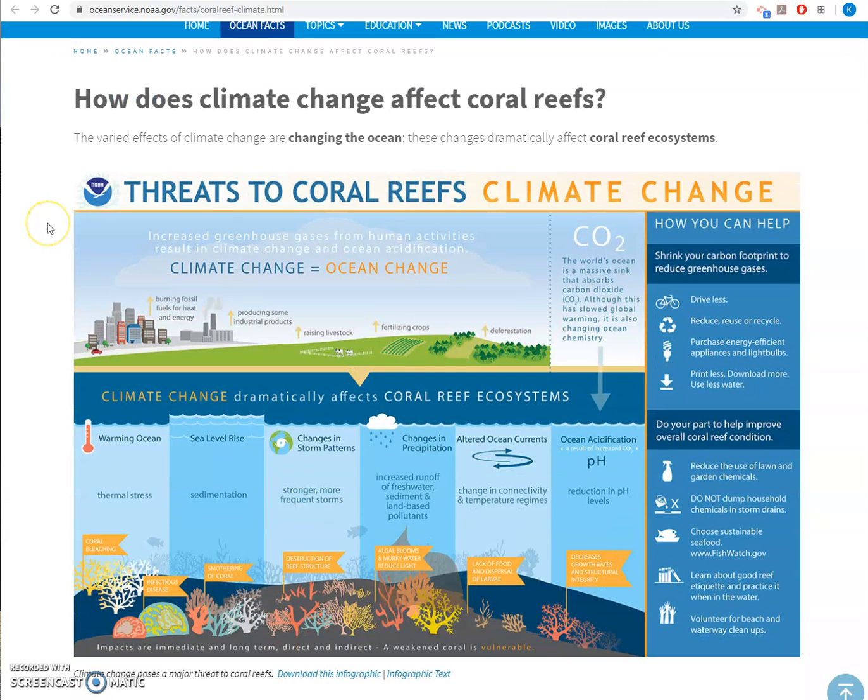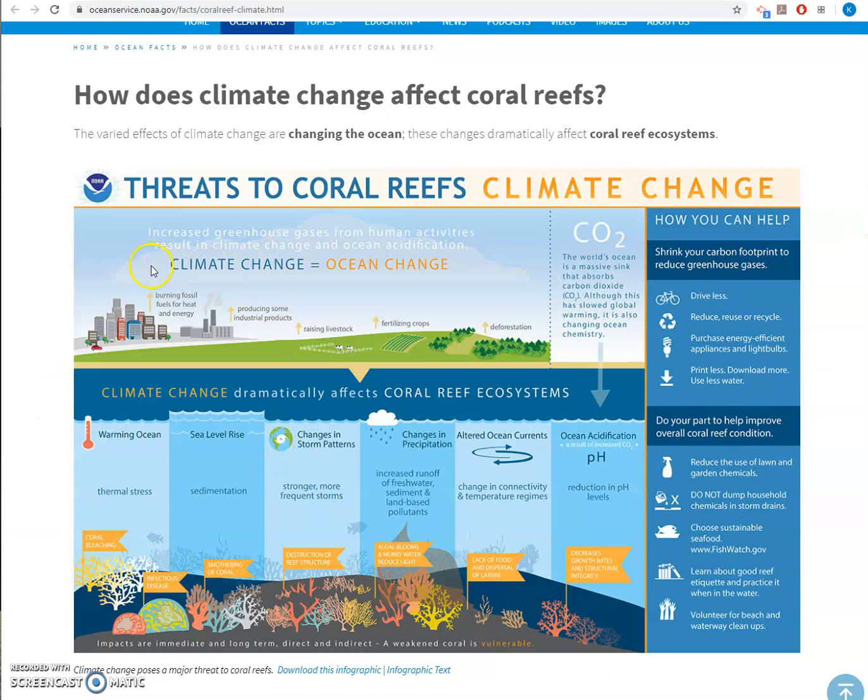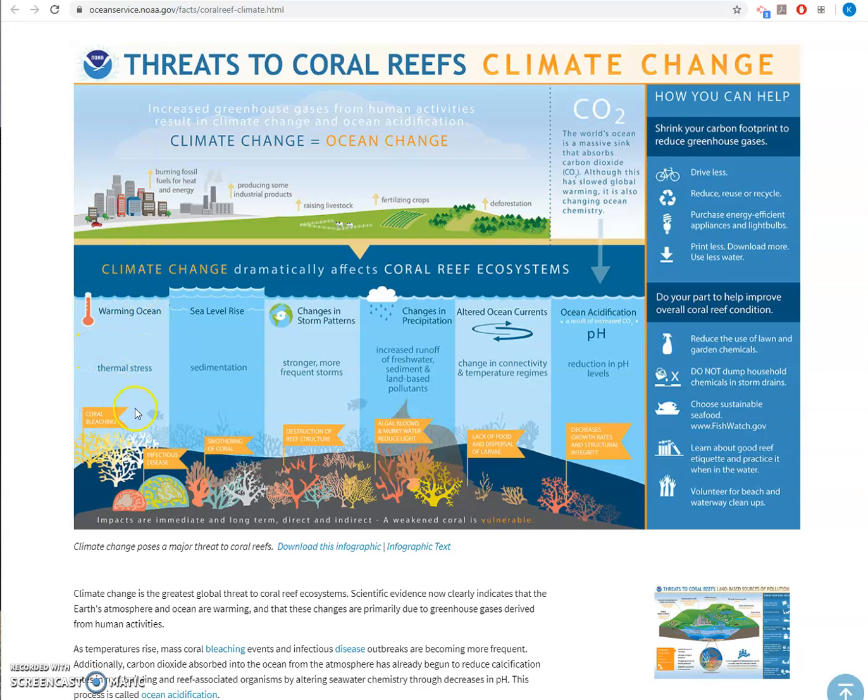How does climate affect coral reefs? This is a really busy picture. There's a lot of things happening here. It's walking you through all the different ways it can happen. So the first one here, ocean warming. Thermal stress causes coral bleaching, right? Sea level rise also adds more sediment to the water, which causes the coral not to be able to get sunlight, which is bad and causes it to bleach. Storms can damage the coral.